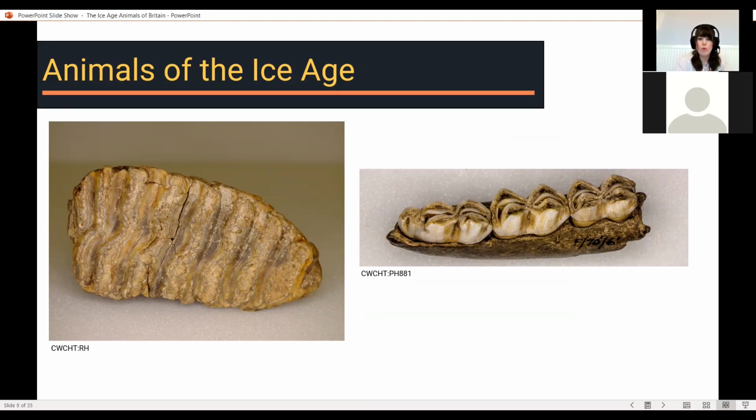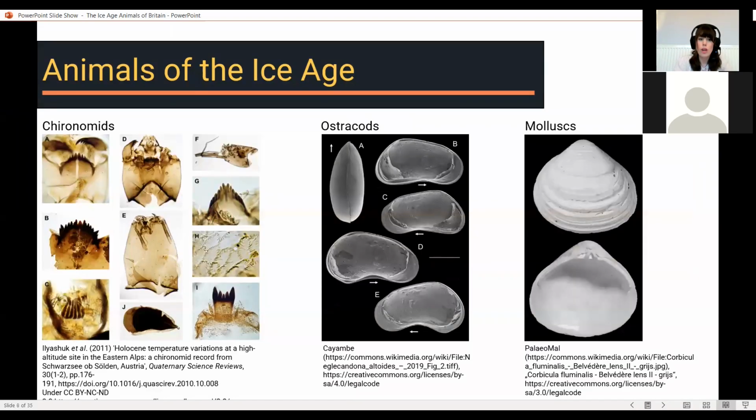But as well as these big mammals, we also had smaller mammals, and we had other vertebrates such as birds and fish and amphibians. But there were, of course, other animals as well. So there were things like beetles, things like chironomids, which are non-biting midges. And you can see on the left-hand side here some images of chironomid head capsules, which preserve really well and which you can use to identify different chironomid species. And that's looking at them down through a microscope. We also had stuff like ostracods and mollusks and caddisflies.